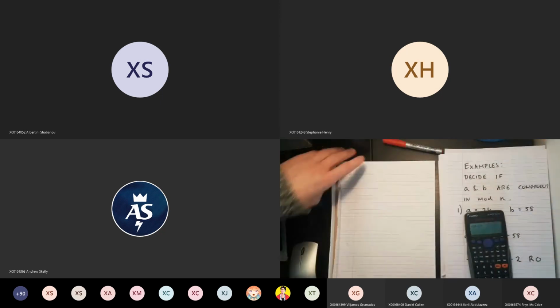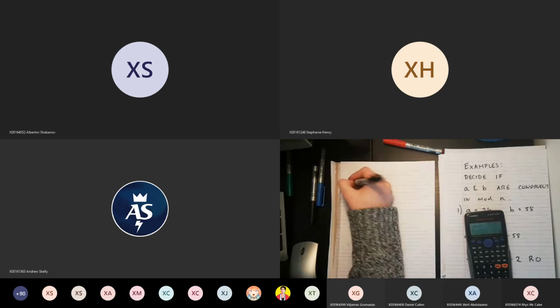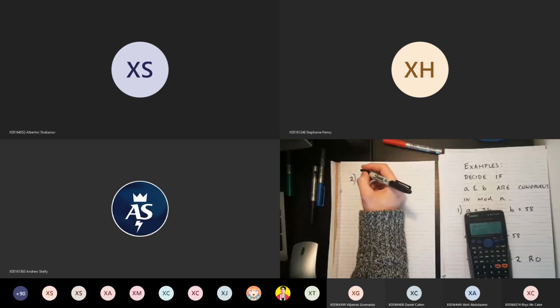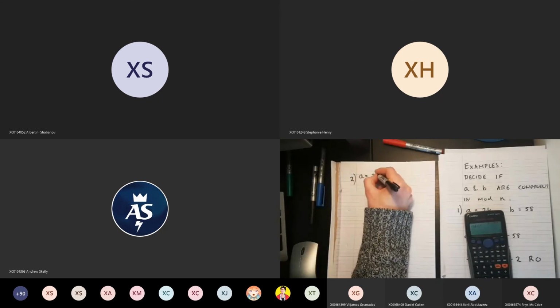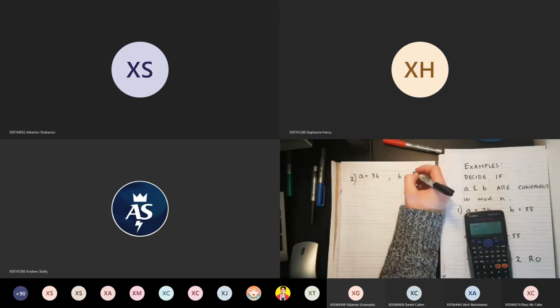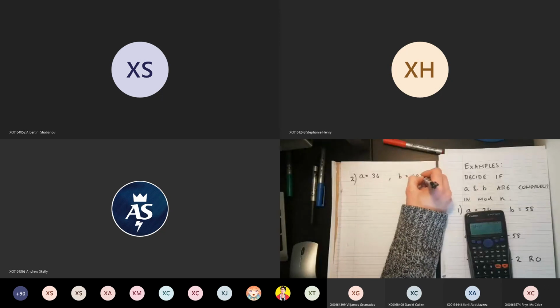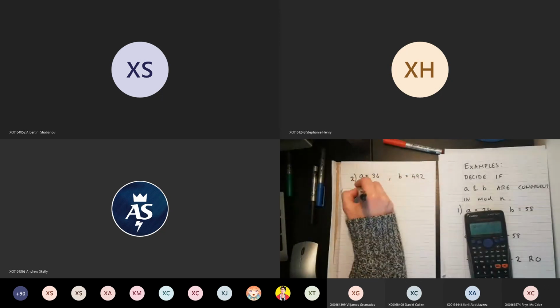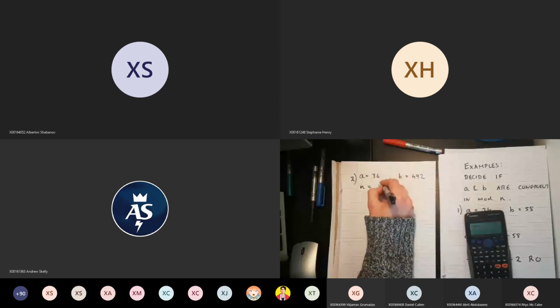Do another example. Let's take A is 36. Let's make B 492. And let's make N, random number off the top of my head, 19.